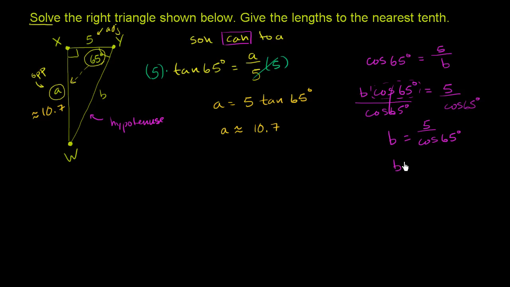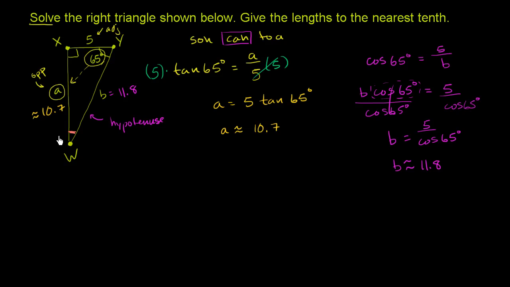So B is approximately equal to 11.8, rounded to the nearest tenth. And then we're almost done solving this right triangle. You could have figured this out using the Pythagorean theorem as well, saying that 5 squared plus 10.7 squared should be equal to B squared, and hopefully you would get the same answer. And the last thing we have to figure out is the measure of angle W, right over here. So I'll give you a few seconds to think about what the measure of angle W is.